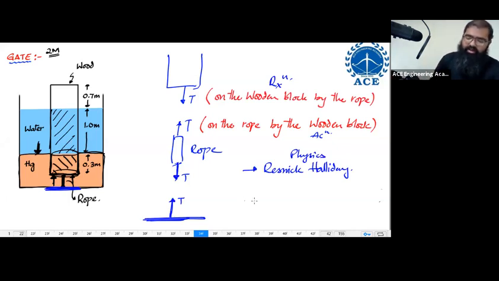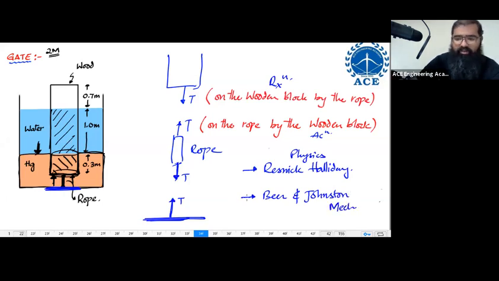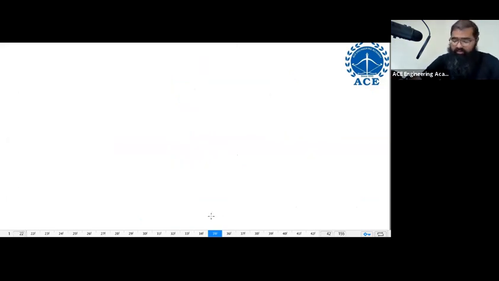If you want to study mechanics in detail, I will suggest Beer and Johnston. But again, you can ask a mechanics faculty for that. I would recommend Beer and Johnston for this. Very good book. My notes are enough for GATE in fluid mechanics. I feel so, sir. I feel like that.